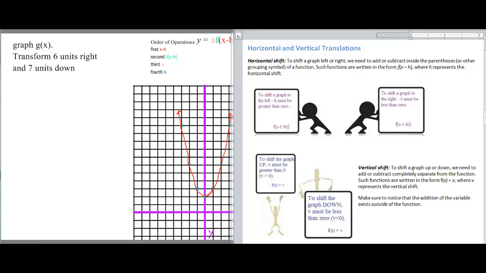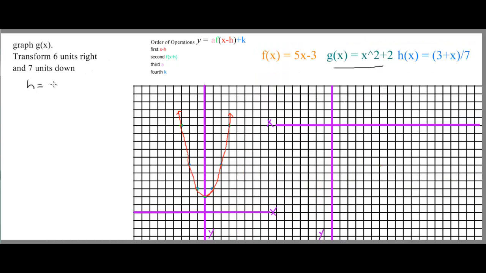All right, so our graph, we want to transform it 6 to the right and 7 down. Really this is a translation because we're not changing the shape, we're just moving it. According to our instructions, to shift to the right, and we want to go 6 units to the right, h has to be less than 0. So h is going to be -6 because we want to go 6 units to the right. So in order to go right, h has to be less than 0.